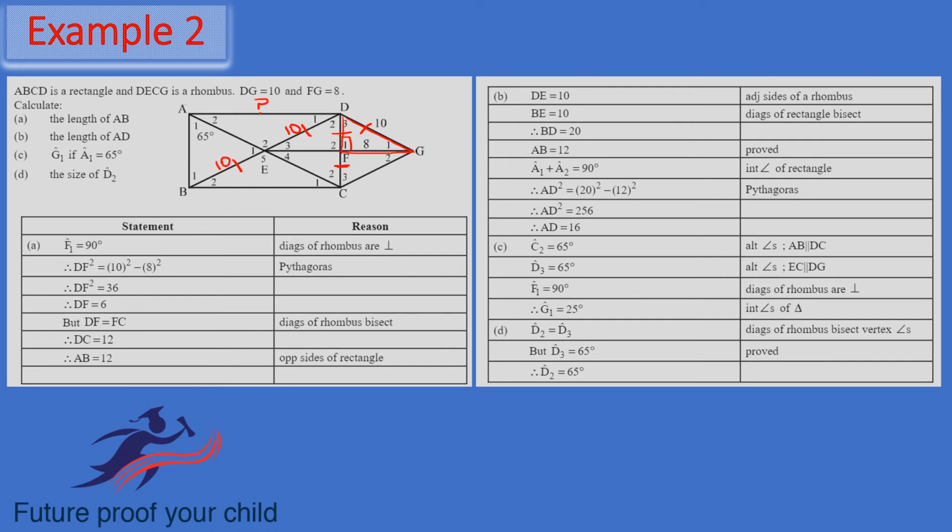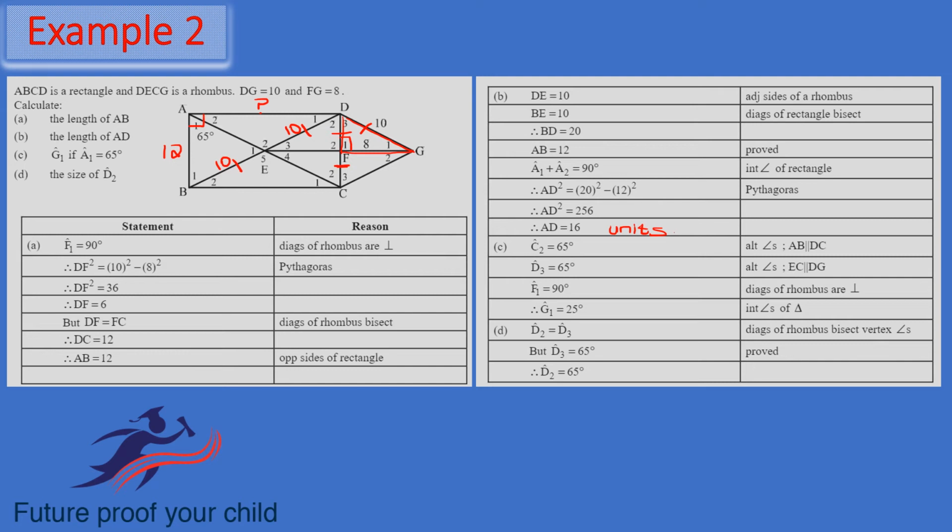So therefore, I can also say that AB is 12. We've already proved that. And then I can say, therefore, angle A1 plus angle A2 is 90 degrees, interior angle of a rectangle. And then I can use Pythagoras. So AD squared equals 20 squared minus 12 squared, Pythag. So that gives me 256. I need to get rid of the square, so I take the square root. Square root of 256 is 16. So therefore AD is 16, and you can also write there 16 units.